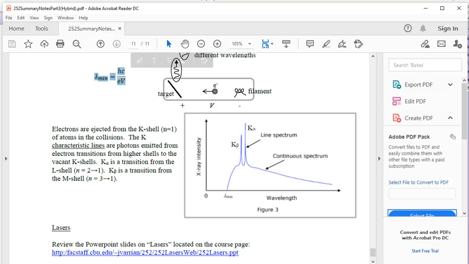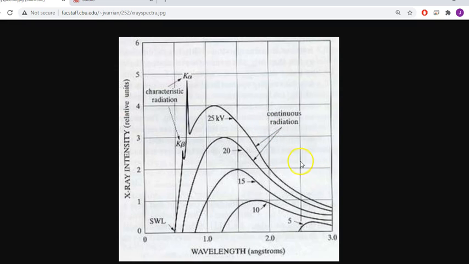But also, if I go back to this spectrum, you can see that as the tube voltage increases from 5,000 volts to 10,000 volts, etc., that minimum wavelength is getting shorter and shorter, as predicted. These smooth curves that you see are characteristic of the Bremsstrahlung radiation, where most of the electrons are producing many photons of different wavelengths, all longer than the minimum wavelength.